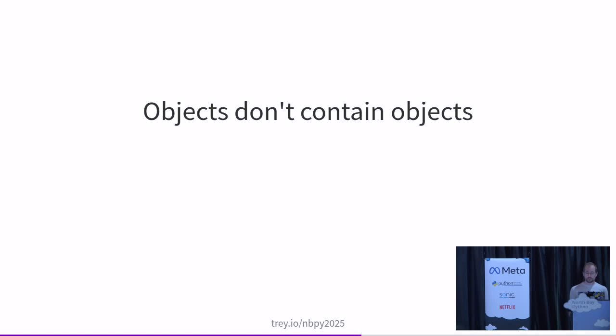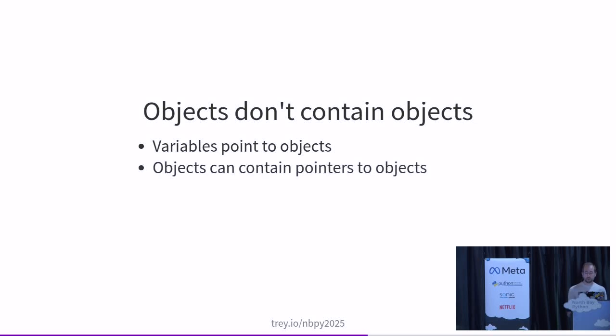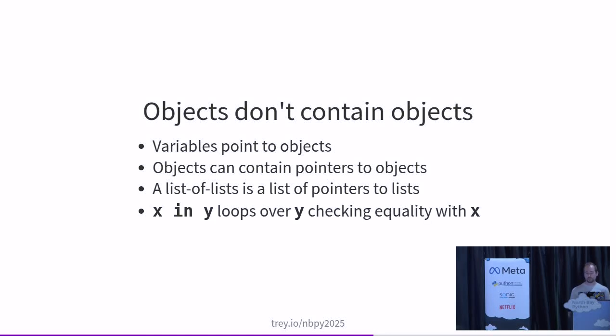Variables don't contain objects. They only contain pointers to objects. But objects also don't contain objects. Whether we're talking about indexes or attributes, objects only contain pointers to objects. So when we say we've made a list of lists, this is a shorthand. We actually mean that we've made a list where each item acts as a pointer to another list. And in fact, when we ask whether our list contains a specific object using Python's in operator, we're asking whether our list contains a reference to an equivalent object.